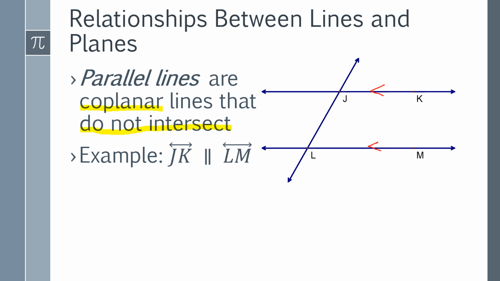This is how we write out whether two lines are parallel. This is how it's stated. This is line JK is parallel, this is the symbol for parallel right here, right? To line LM.